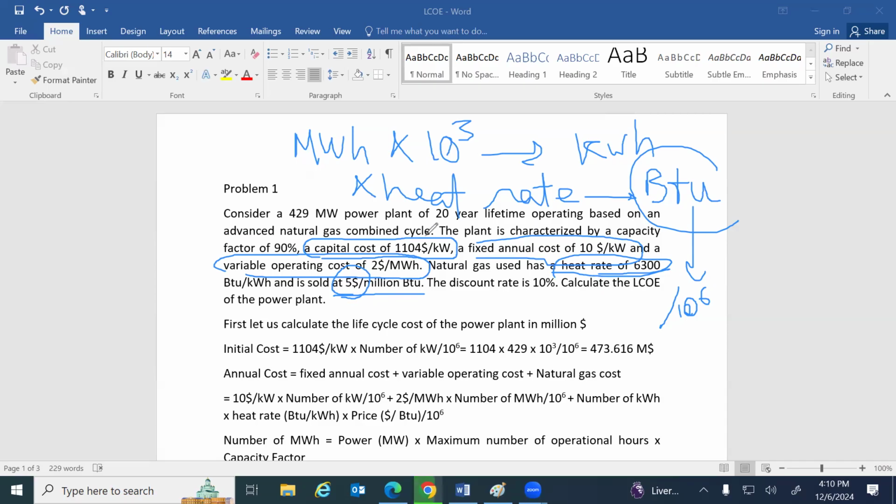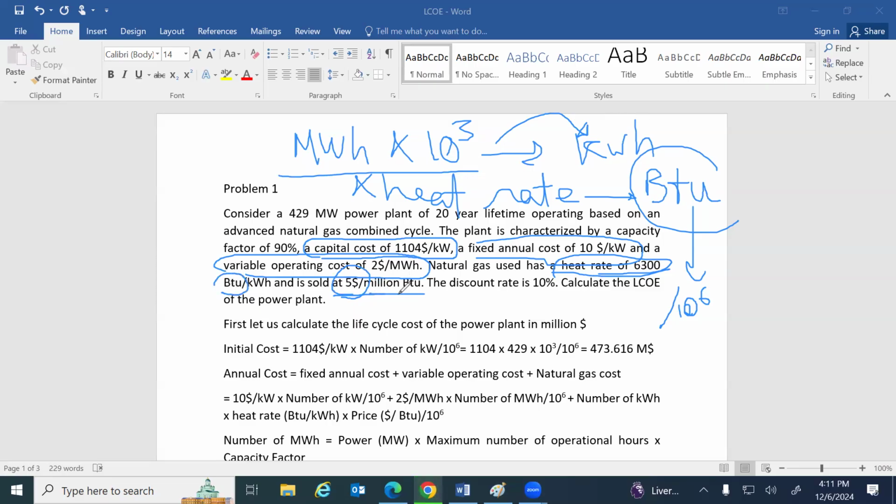So we need to do the following. We'll go again through the numbers. All we have to do is multiply first, and we should pay attention to units. Number of megawatt hour, we multiply by 10 to the power 3 to get the number of kilowatt hour. Then, since we know the heat rate per kilowatt hour, by multiplying by this number, we can determine the number of BTU required.